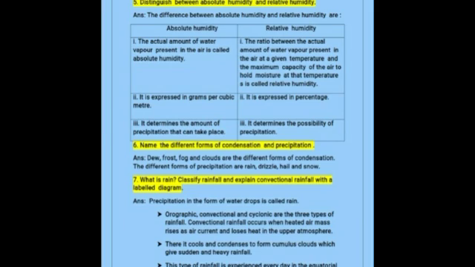Next, what is rain? And classify rainfall and explain the convectional rainfall with the labelled diagram. So, precipitation in the form of water drops is called rain. So, orographic, convectional, and cyclonic are the three types of rainfall. And convectional rainfall occurs when heated air mass rises as air current loses heat in the upper atmosphere. Okay, there it cools and condenses to form clouds which give sudden and heavy rainfall. And this type of rainfall is experienced every day in the equatorial region. So the diagram which is in your textbook, the same diagram you have to draw it here.